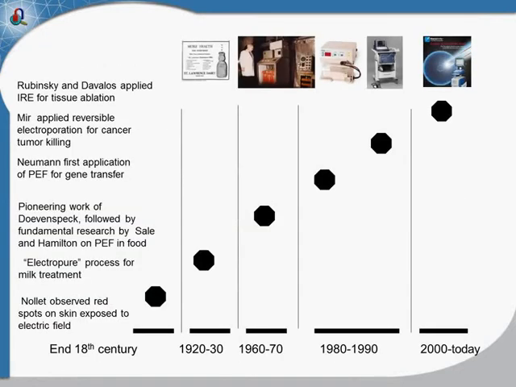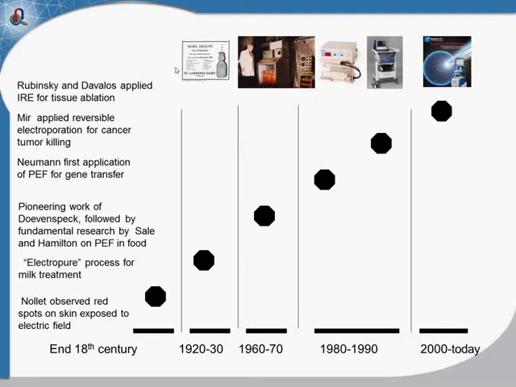The history of pulse electric fields and electric fields in medicine and biotechnology started at the end of the 18th century. Nollet was the first to observe the red spots which appear on skin exposed to electric fields. Then for decades the phenomenon was not investigated much, until industry took an interest and the electropure process was invented for milk pasteurization. In electropure they used high current fields for heat pasteurization of milk, and you can see here the product, so it was actually sold on the market. However, the invention of more advanced and energy-efficient methods, such as high-temperature short-time pasteurization, eliminated electropure from the market, and electric fields were again forgotten for many years.